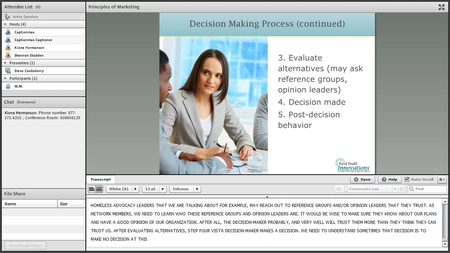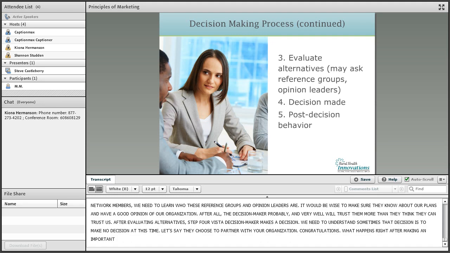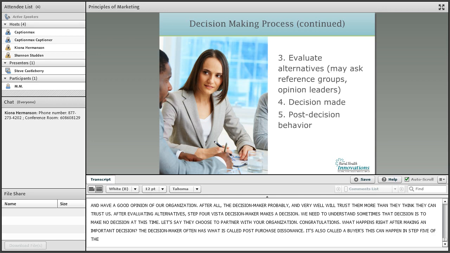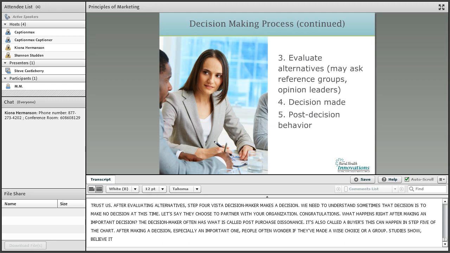In step three, the person evaluates various solutions to his or her needs. To do so, the community homeless advocacy leader that we're talking about, for example, may reach out to reference groups and or opinion leaders that they trust. As network members, we need to learn who these reference groups and opinion leaders are. It'd be wise to make sure they know about our plans and have a good opinion of our organization. After all, the decision maker very well will trust them more than they think they can trust us.